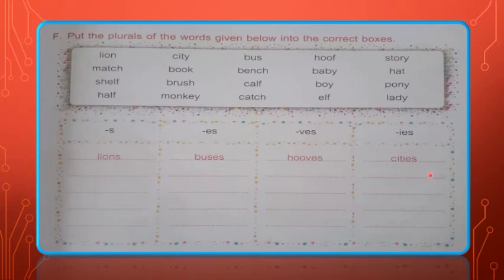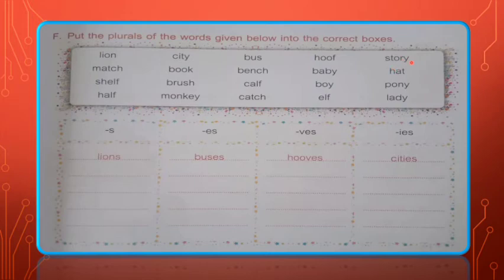Children, here we will write B-A-B-I-E-S, babies. Next, boy. Yes, children, boy ends with Y, but the letter before Y is a vowel. That's why we will simply add S. So here we will write B-O-Y-S, boys. Next, elf. Yes, children, elf ends with what? F. So in place of F, what will we add? V-E-S. So here children, we will write E-L-V-E-S, elves.